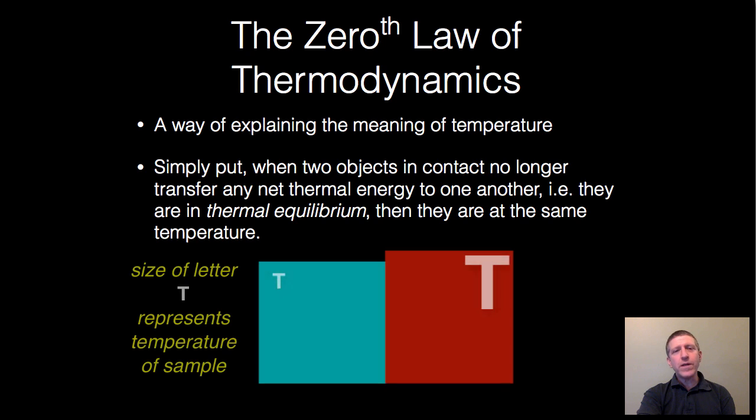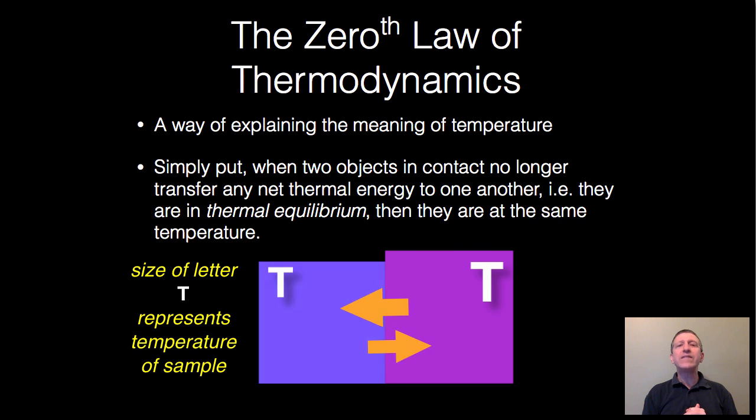And simply put, when two objects in contact no longer transfer any net thermal energy to one another, in other words, when there is no net flow of energy from one object to the other object, the net flow is zero. That means they're at the same temperature. We call that thermal equilibrium. There's the same amount of energy leaving an object as going into the object. So two objects in thermal equilibrium have no net flow of energy between them. They are at the same temperature.